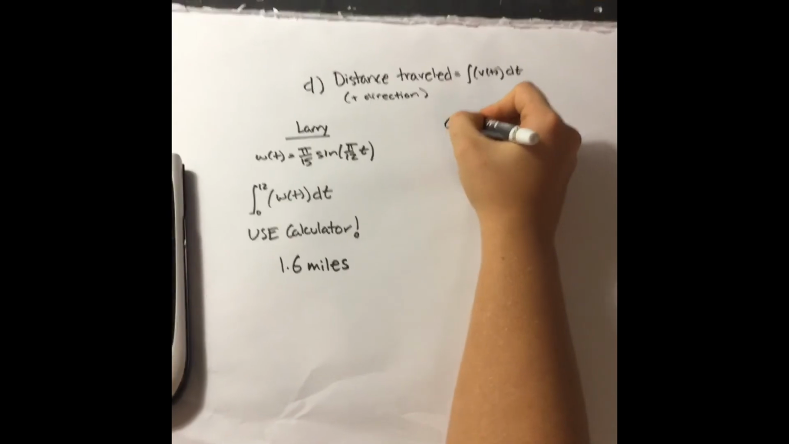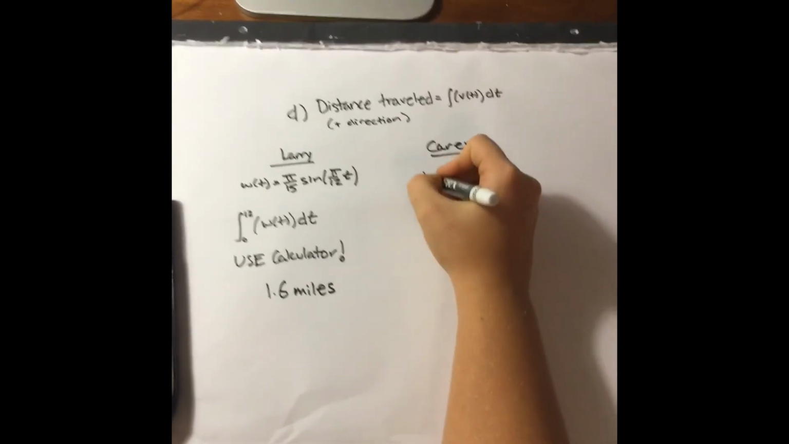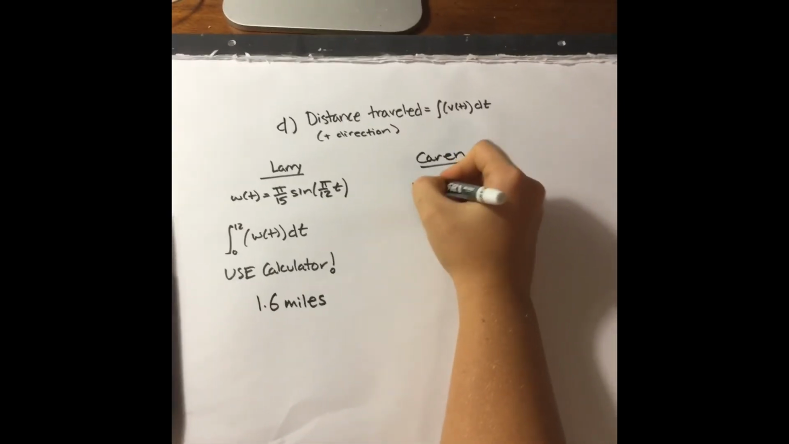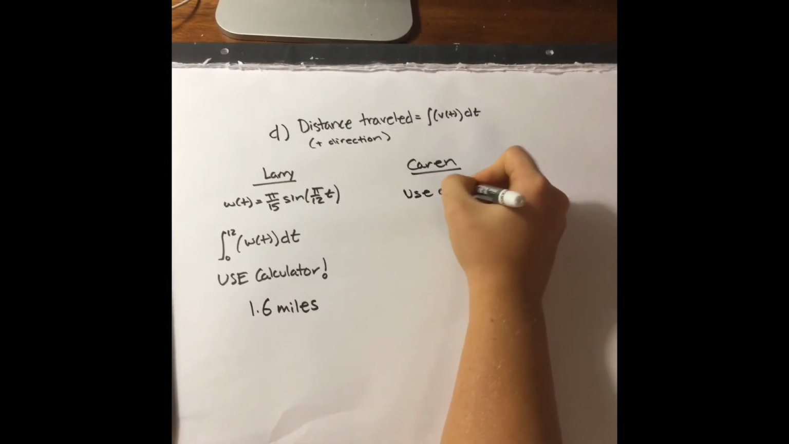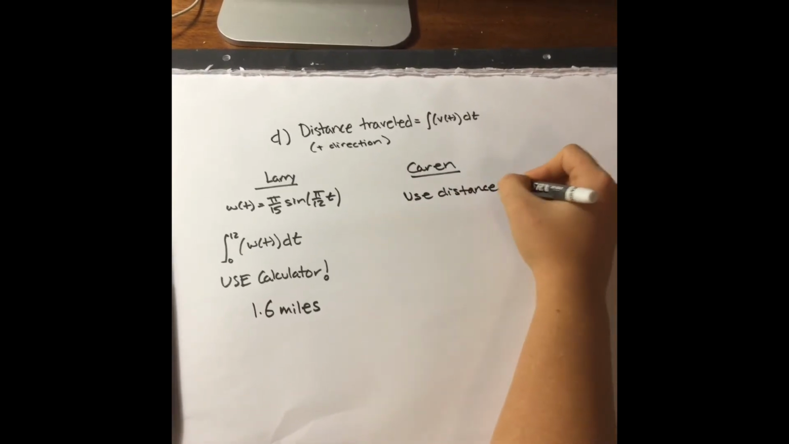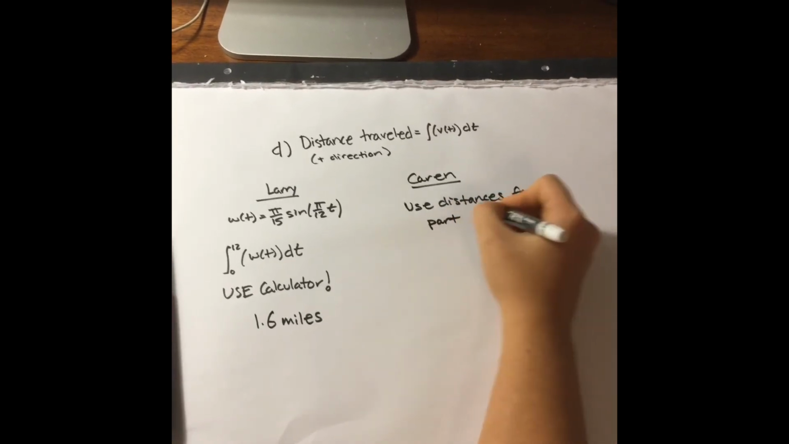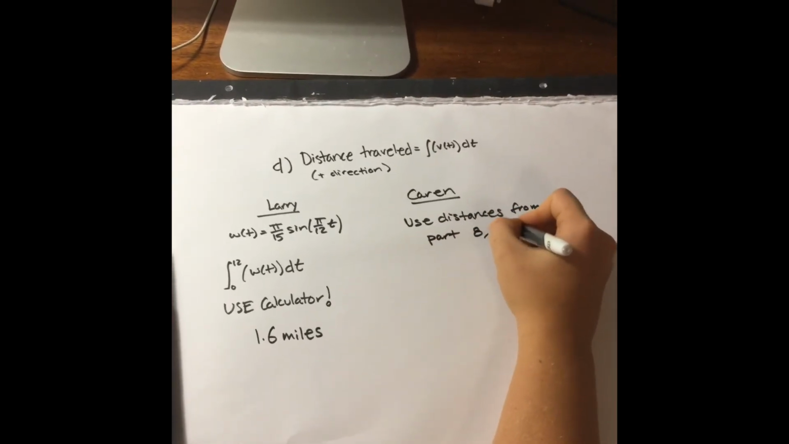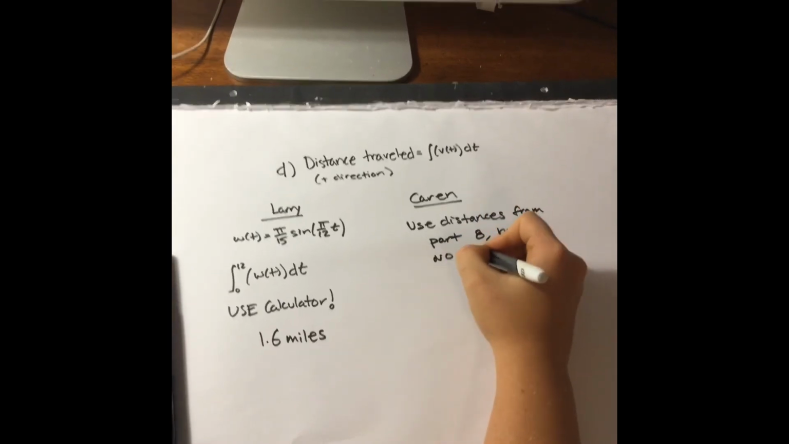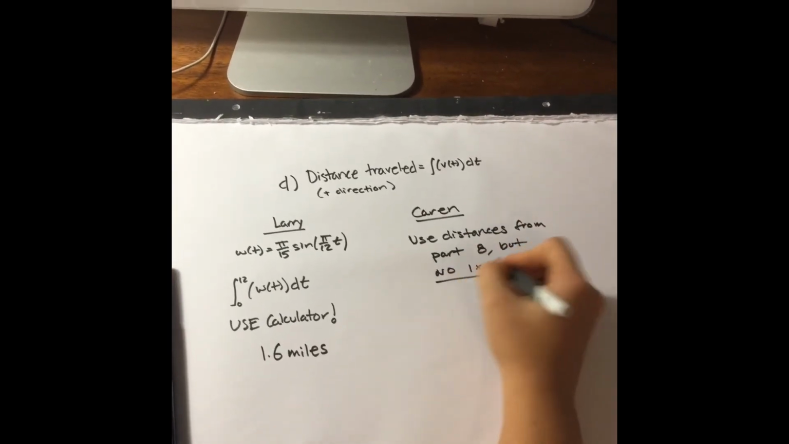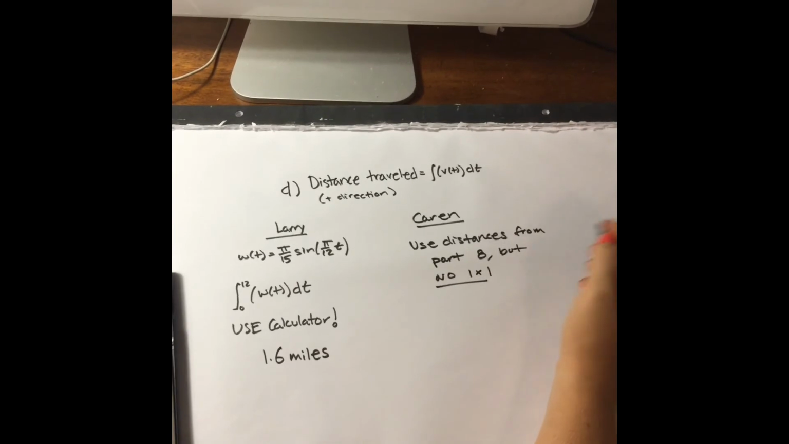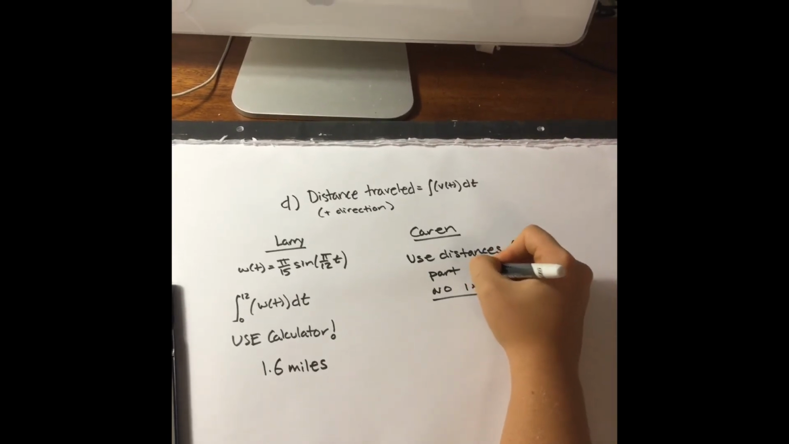Okay, so for Karen, we are lucky and are able to use the distances we got in part A. But one thing, we are not using absolute values, so one of the distances will be negative because from one of the integrals, she was traveling in a negative direction. I believe that integral was from 2 minutes to 4 minutes. Oh, it's part A.